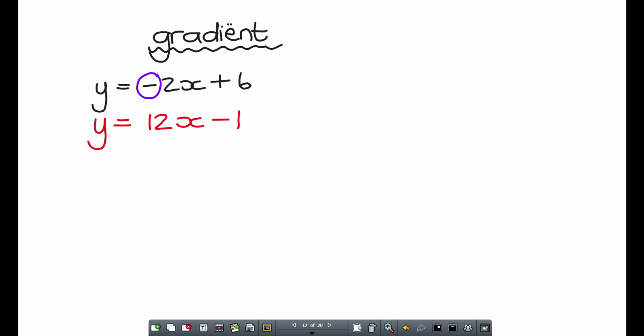So basically, if the line goes, if the line goes that way, which hand did I put up? Right hand. So this is a positive gradient.